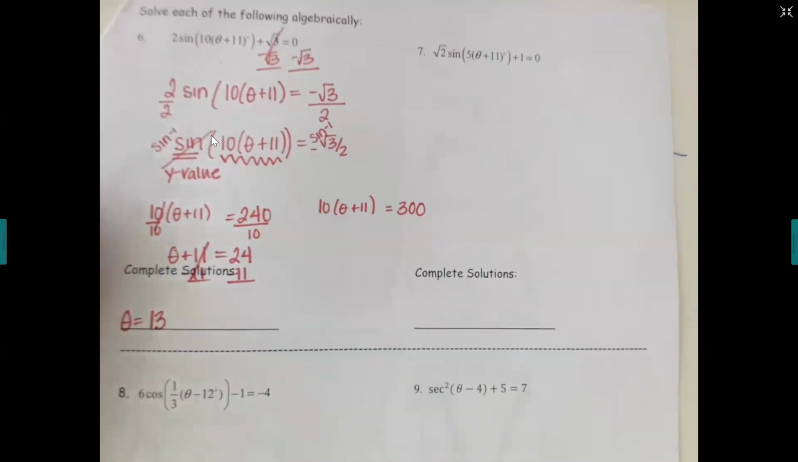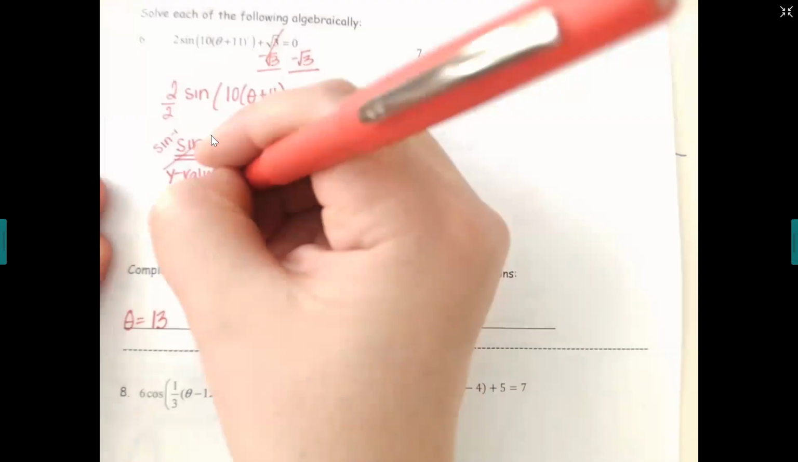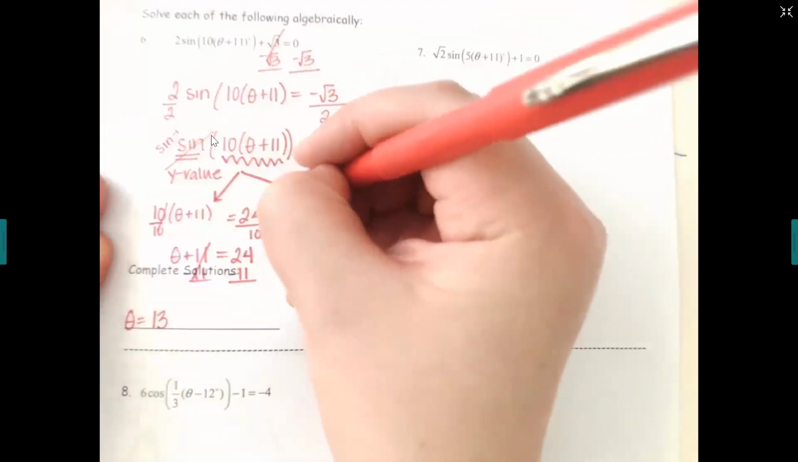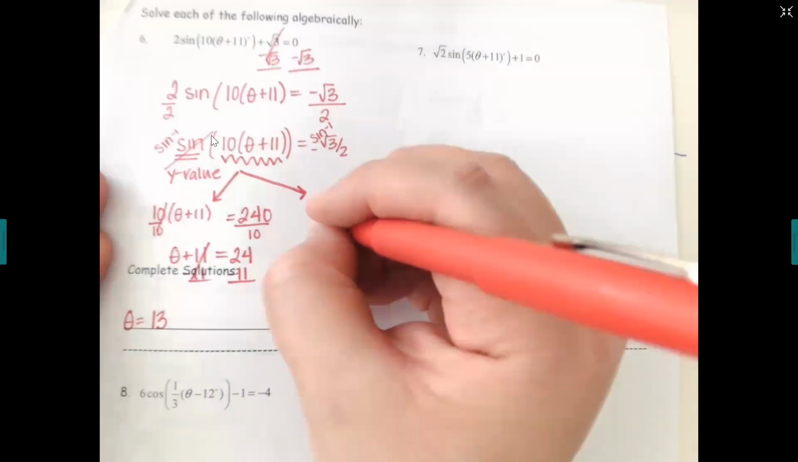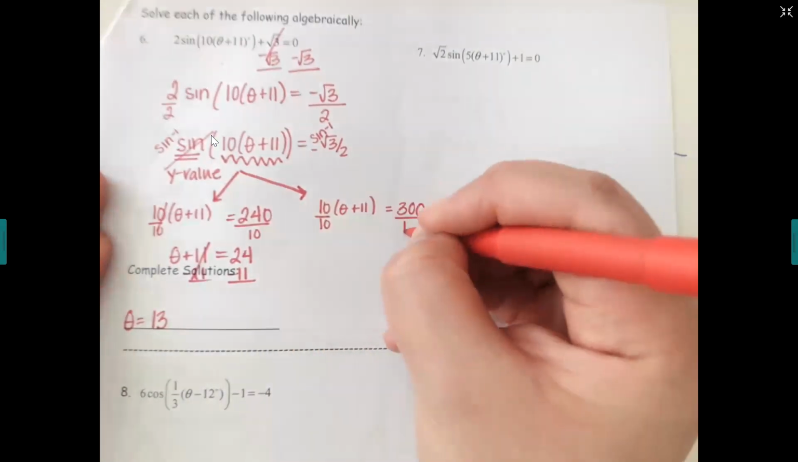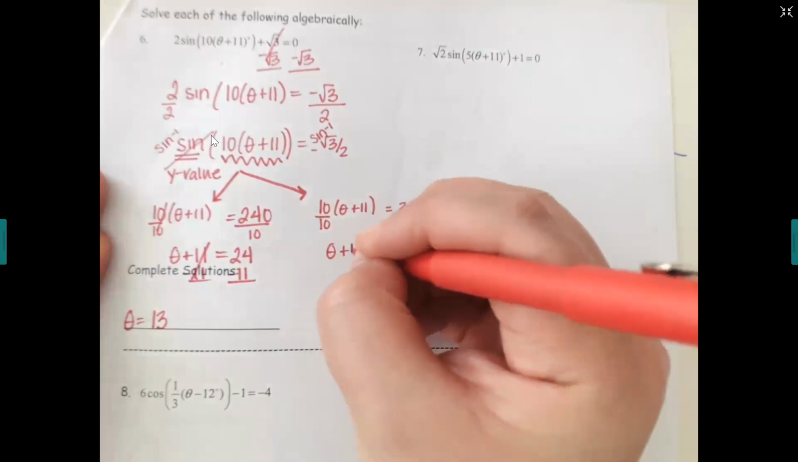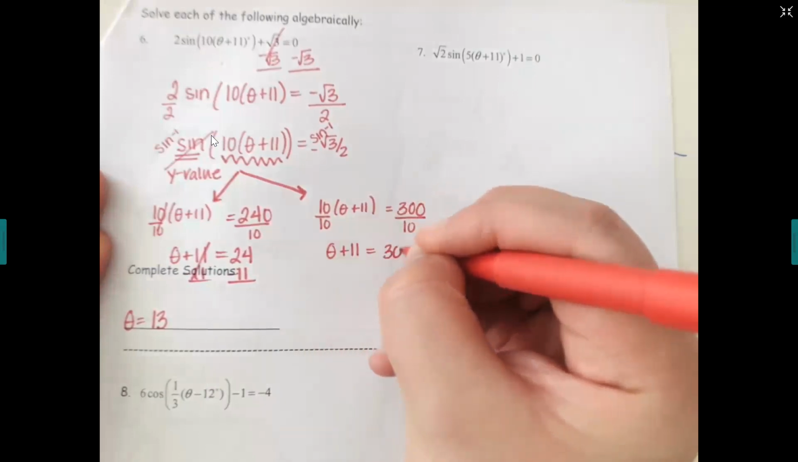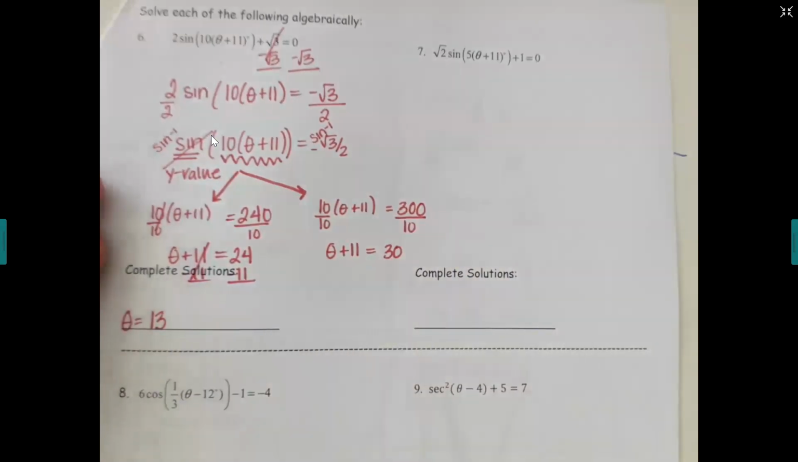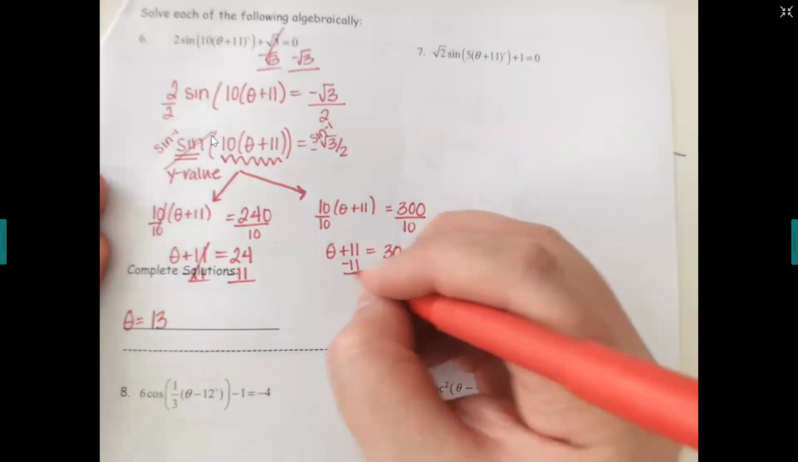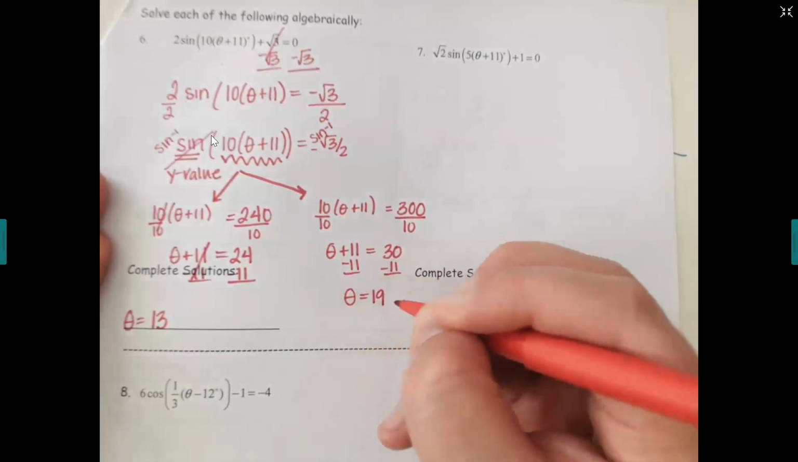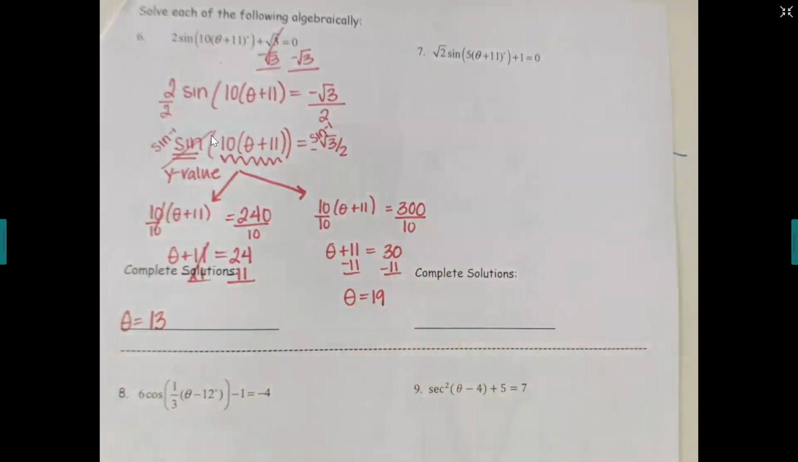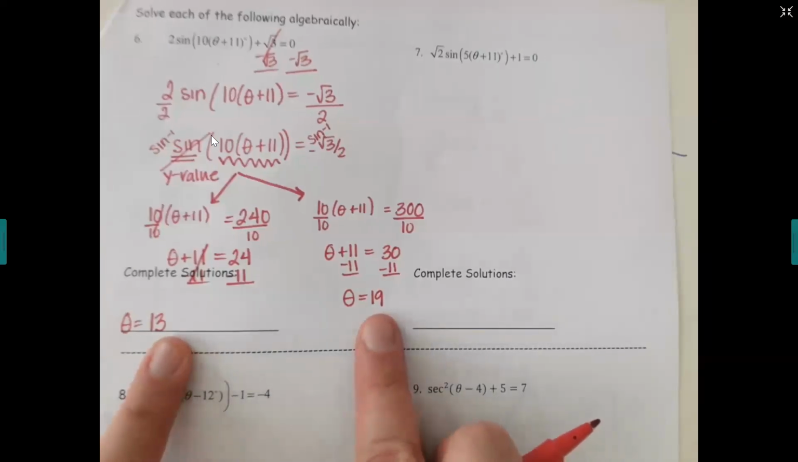Okay, let's go over to our 300 side, because remember, we got 2 different equations to solve. Our steps are gonna be identical. Divide the 10 out of the way. What's 300 divided by 10? 30. So theta plus 11 equals 30, then do what? Subtract the 11, 30 take away 11 is how many? 19, very good.